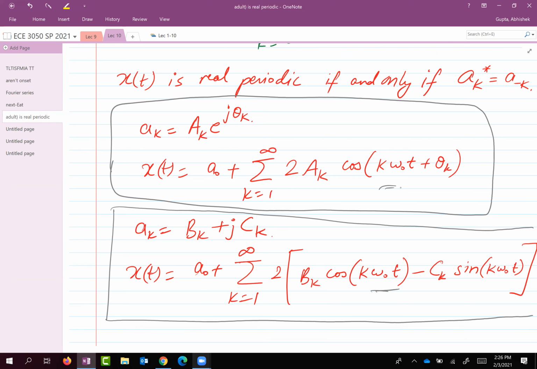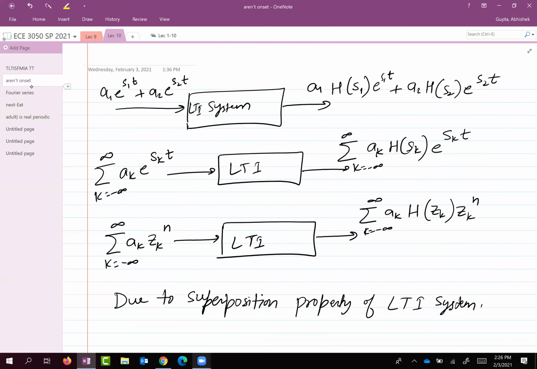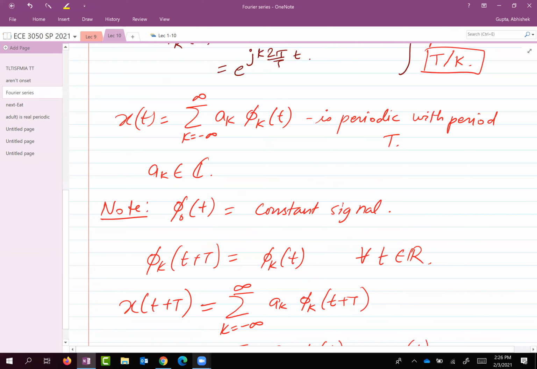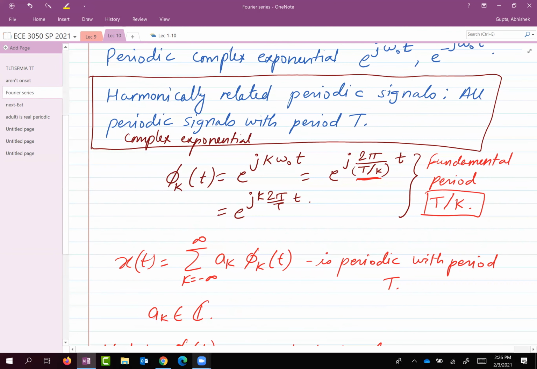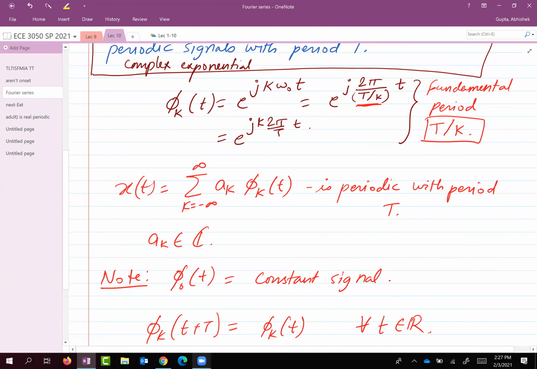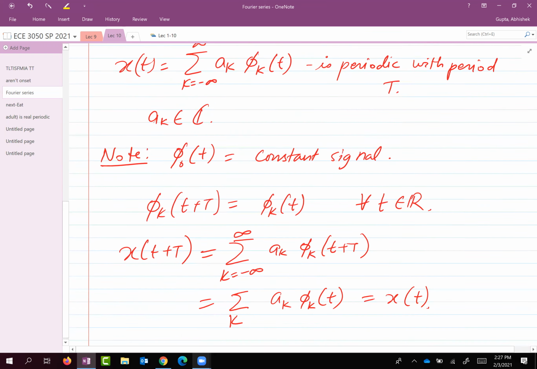Okay, let's look at what we have done so far. We started with harmonically related periodic signals. We realized that all the harmonically related periodic signals have period capital T. So I can take a linear combination of these harmonically related signals, and what I get, x of t, is also a periodic signal with period capital T, which is actually very good.